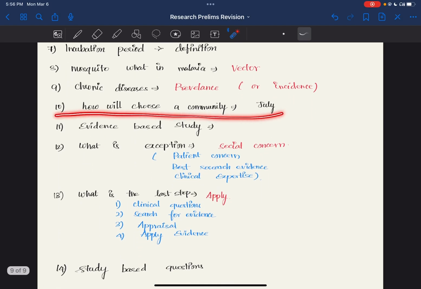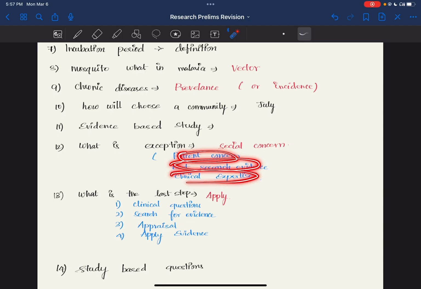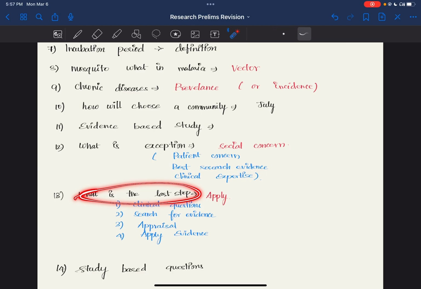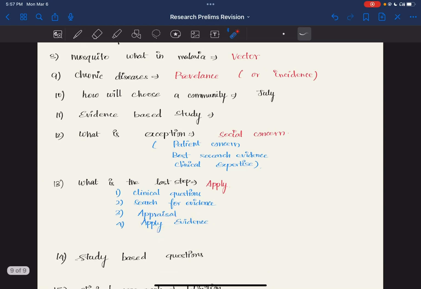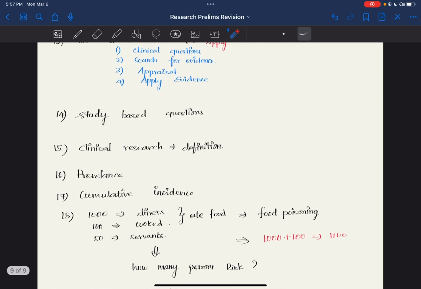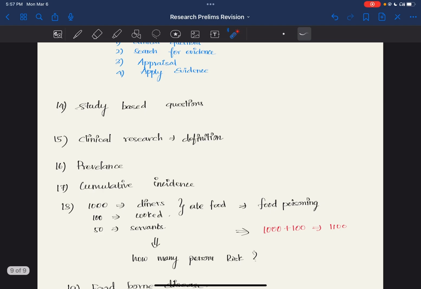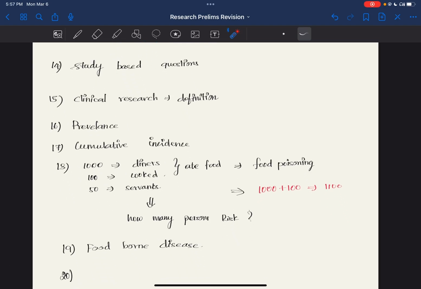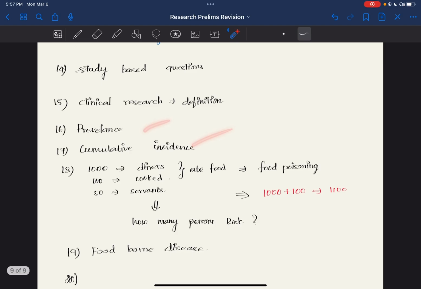Now, just disregard this. Now, questions based on evidence-based study. What is the exception? Remember, patient concern, best research evidence, and clinical expertise. Social concern is not a part of it. So remember that. What is the last step in evidence-based medicine? They gave these four options and asked which one is the last one. So application is the last one. If there was assessment, assessment would be the last one. Now, again, many questions were based on studies about which I'll be telling you shortly: prevalence, cumulative incidence, and then your foodborne diseases. There was some question related to foodborne diseases, but that was self-explanatory.